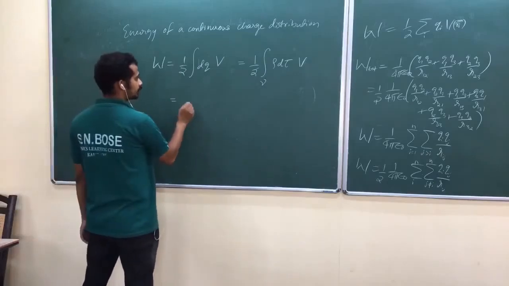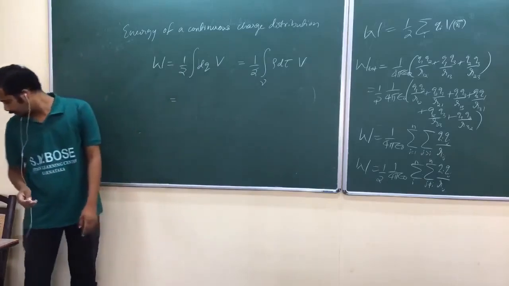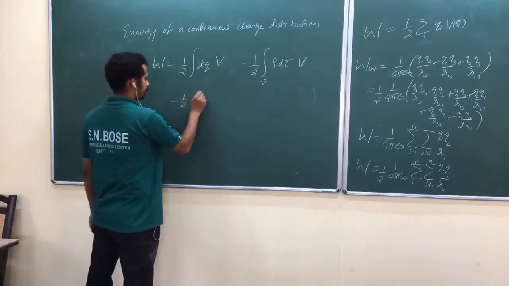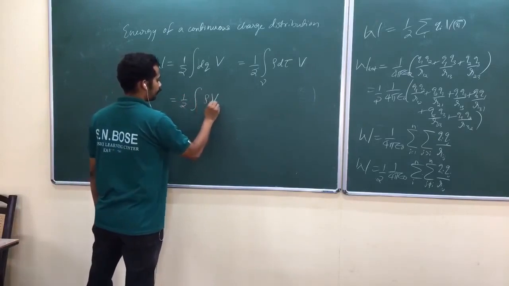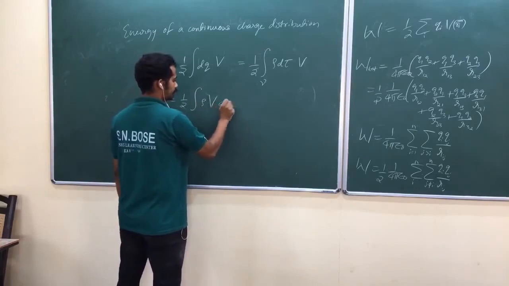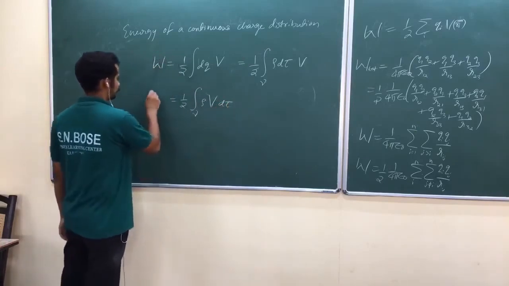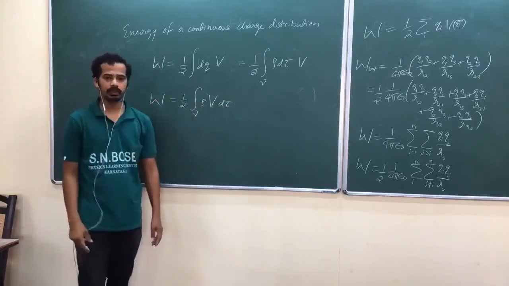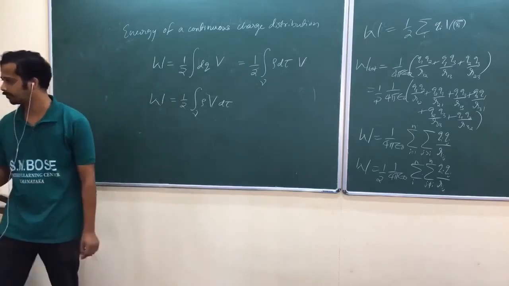Is that okay? Now that's equal to half of the integral of rho V dτ. Can I write like this? Volume integral. That is the total electrostatic energy stored in the system.